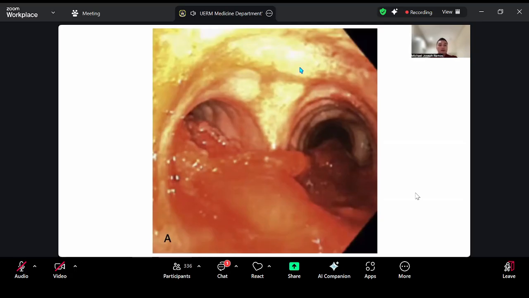This is a view from a bronchoscope looking directly at the carina coming from the trachea. So as you can see, at the 9 o'clock position is the entry to the left main bronchus, and at the 3 o'clock position is the entry to the right main bronchus. And blocking both entries are the presence of your blood clots.